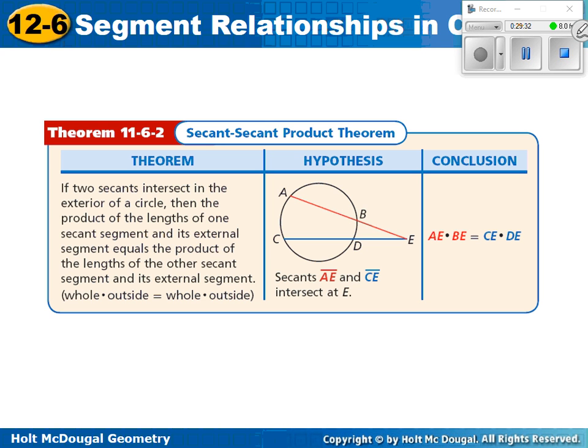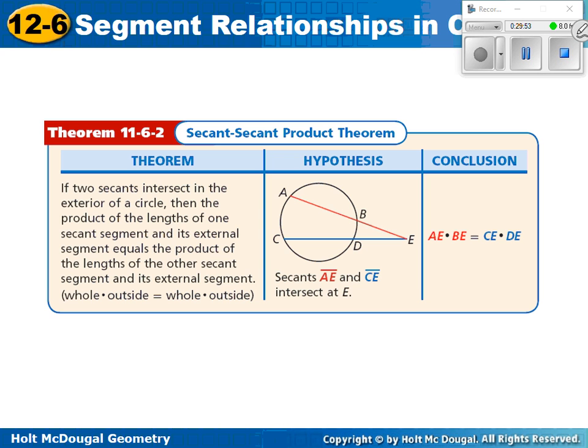A plus B. Every year students make a mistake when this is a 2 and this is an X. What do you think they put for the length of that segment? 2X. It's not 2X. What is it? 2 plus X. So be very careful. If this is A and this is B, the whole thing is A plus B.